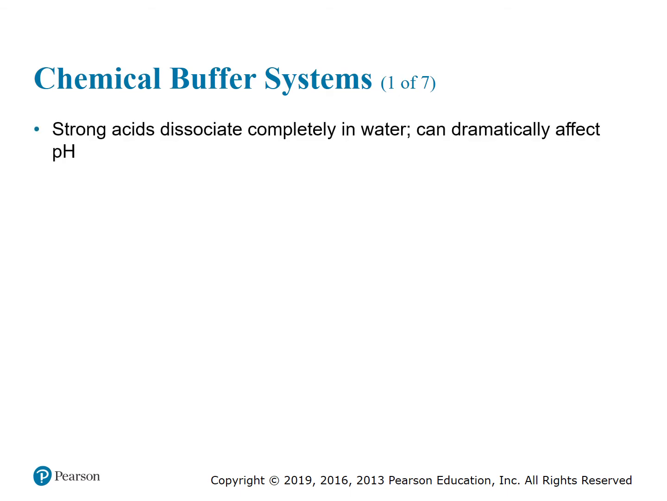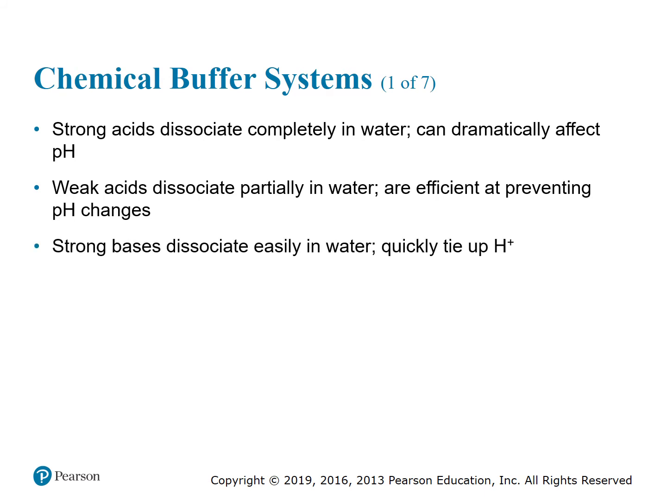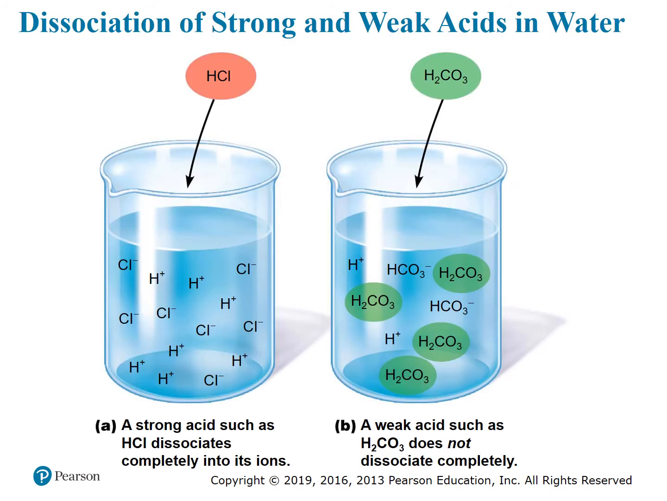Now, the difference between strong and weak acids is that strong acids will dissociate completely in water, meaning that they completely give up their hydrogens, and this can dramatically affect pH. Weak acids only dissociate partially. It means that they don't fall apart into hydrogen and an anion. So these are efficient at preventing pH changes. They can actually be used as a buffer. Strong bases will dissociate easily in water. They will very quickly tie up hydrogen ions, and weak bases will accept hydrogen ions more slowly.